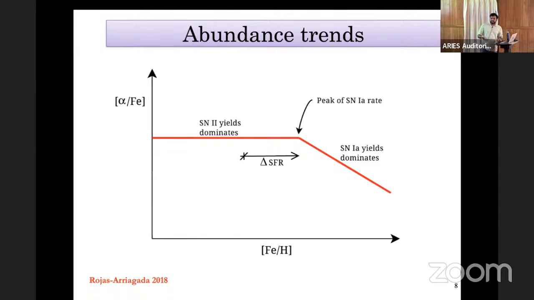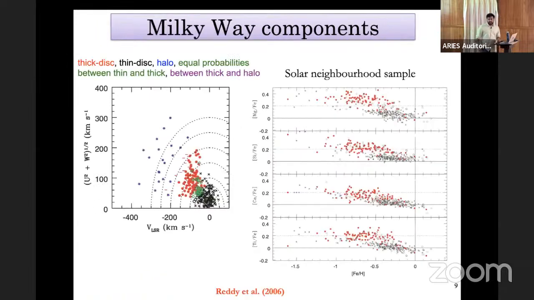So this is a general trend that we observe in the Milky Way as well. For example, Reddy and his collaborators in 2006 classified stars into different components based upon their kinematics, and then showed that they also show some separation in the alpha to iron ratio versus metallicity plots. As you can see, the high alpha stars are basically thick disk stars, while the low alpha stars are the thin disk stars, while the halo stars are mainly metal poor and also have higher alpha abundances.